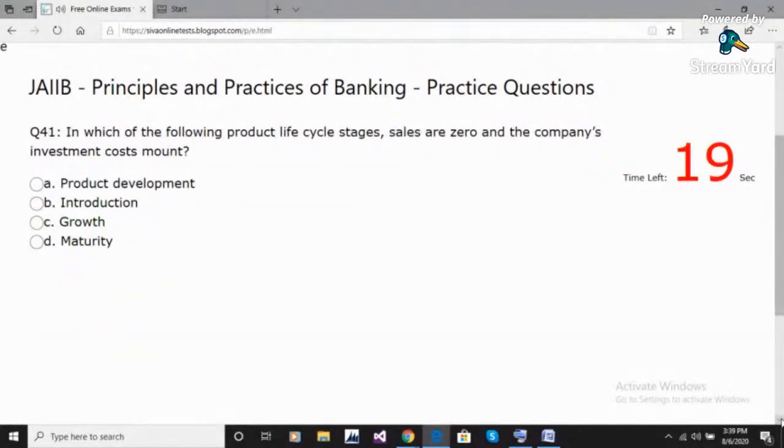Question 41. In which of the following product life cycle stages are sales zero and the company's investment costs mount? Option A. Product development. Option B. Introduction. Option C. Growth. Option D. Maturity. Answer A. Product development.